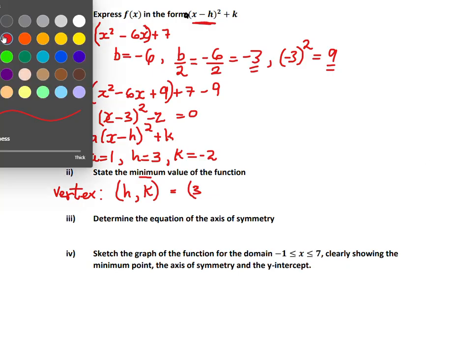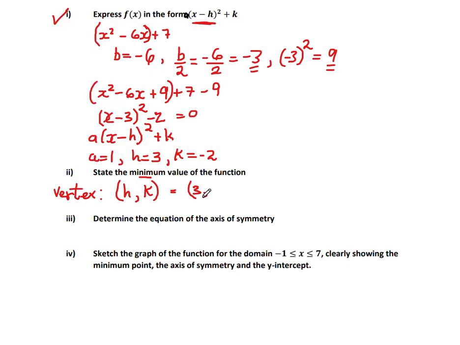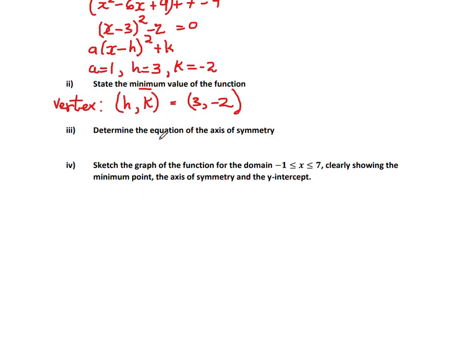Right? So that's (3, -2). So this is the vertex of this quadratic equation. Next, we're going to derive or determine the equation of the axis of symmetry. Again, I'm going to just do a sketch of a quadratic graph here. The axis of symmetry will be a dashed line passing through the midpoint right here.